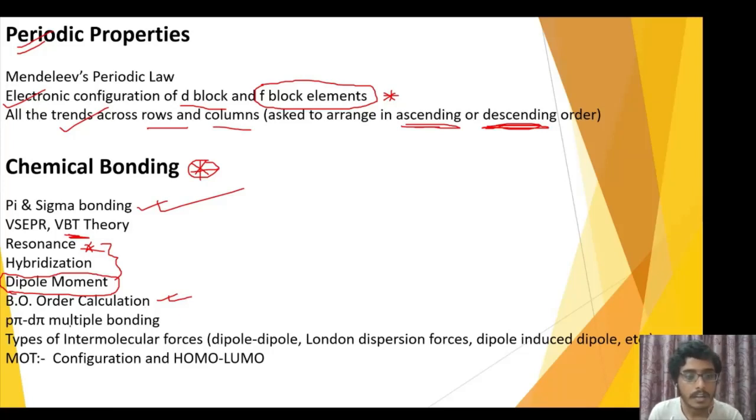Then you must have an idea of back bonding, p-pi, d-pi, multiple bonding. These are some concepts which may not be given in that detail in NCERT. So for chemical bonding, you may refer to other books also.